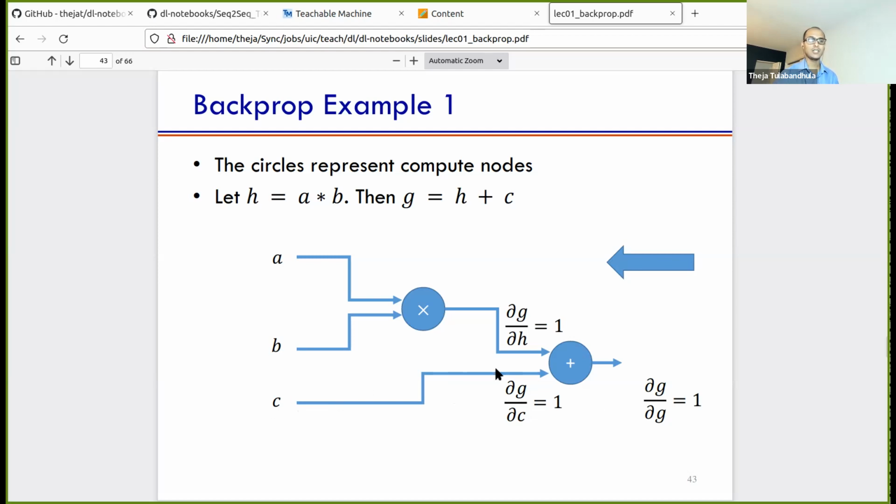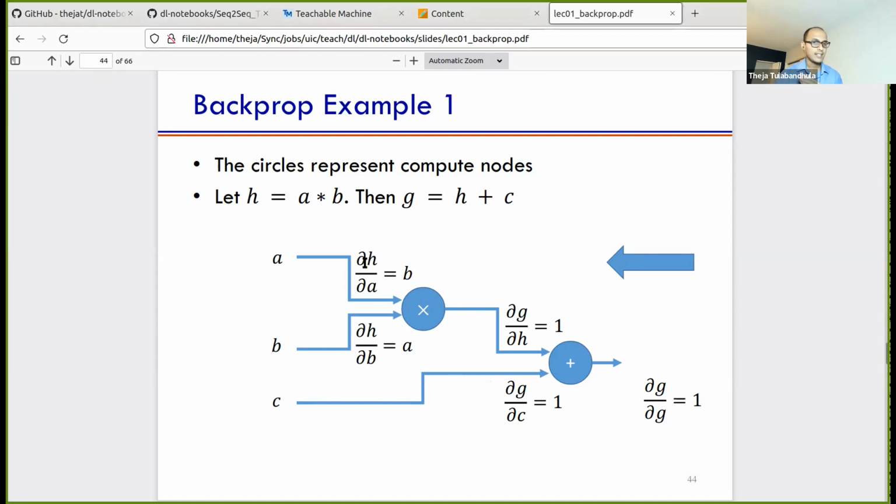On the c edge, there is no further computation needed. So the gradient of g with respect to c is equal to 1. That was known before, so there's nothing much going on. So let's talk about what's going on on the multiplication side. Let's look at the multiplication node only. Its output is h, its inputs are a and b.